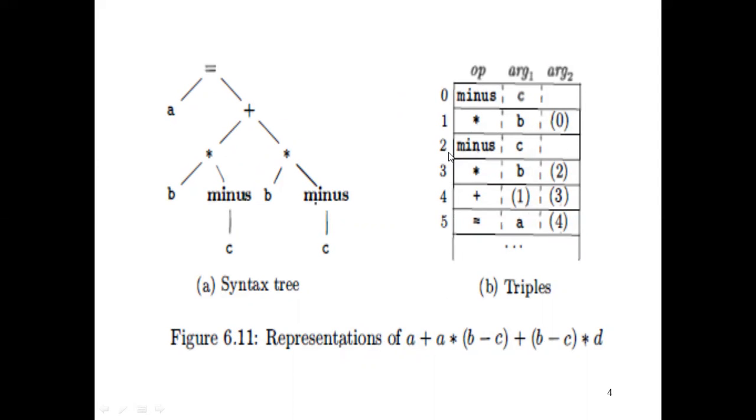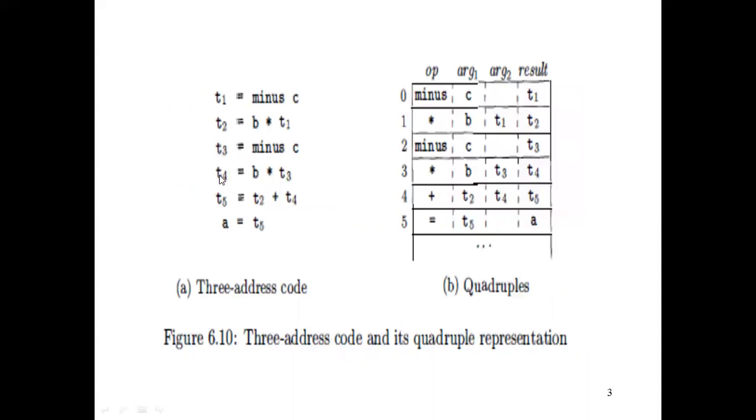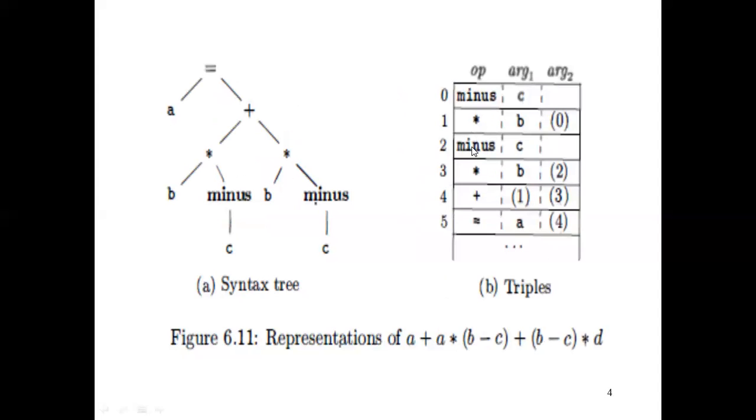So similarly come to another line. Here again you will write the third line. Again see here, T3 is equal to minus C, and the operation is minus C, and you are not going to show the result here. So you will write again for the triples, minus C. Triple means 3, so you will choose 3 items: operator, argument 1, argument 2.